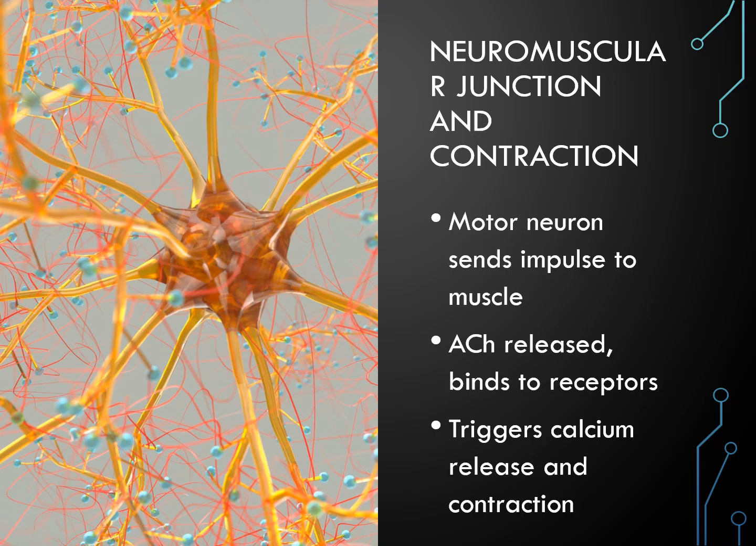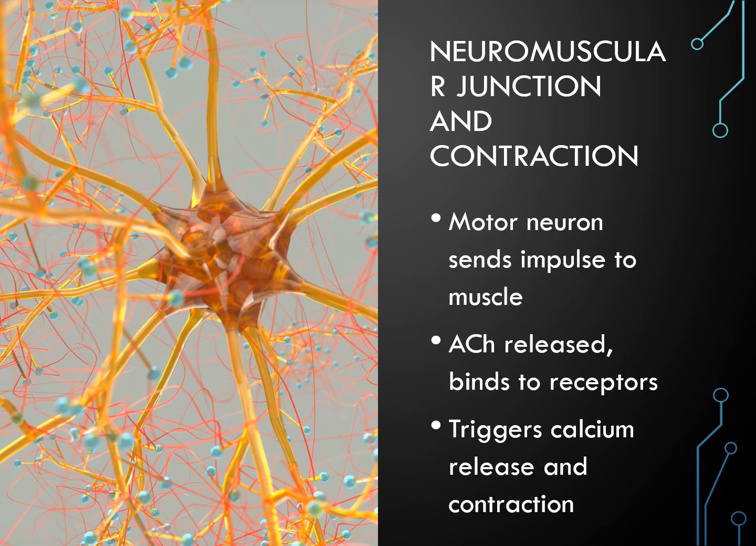The signal travels down a motor neuron until it reaches the neuromuscular junction, the connection point between the nervous system and a muscle fiber. At this point, a sequence of events takes place in just milliseconds. The motor neuron releases a neurotransmitter called acetylcholine into the synaptic cleft, a tiny gap between the neuron and the muscle fiber. ACh binds to receptors on the sarcolemma, or muscle cell membrane.